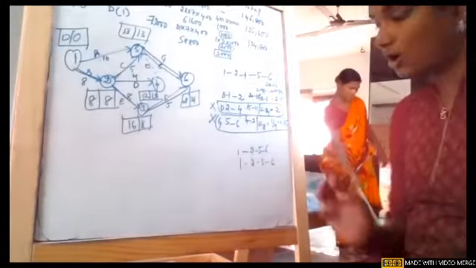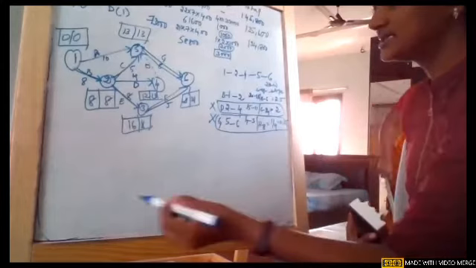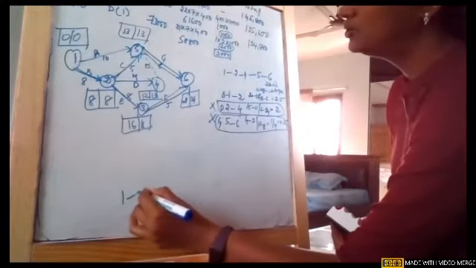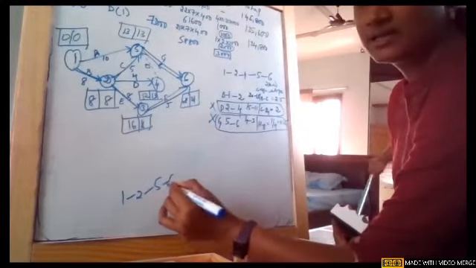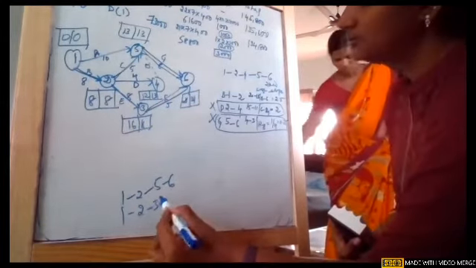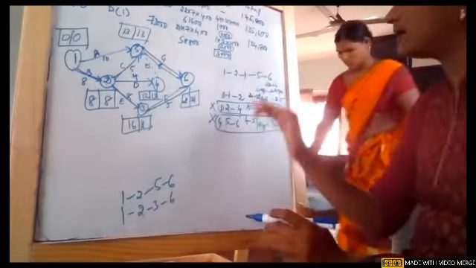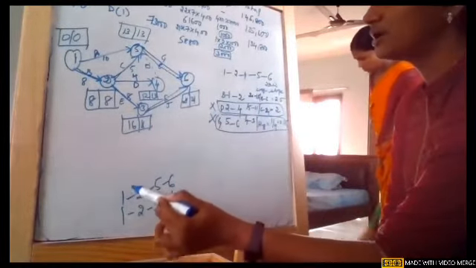Now what happened? We got a new critical path. Okay. I'll just write it here. 1 to 2 to 5 to 6 is one critical path. 1 to 2 to 3 to 6. So now we need to check the activities which are not covered in the cost slope. So now 1 to 2 is already done.